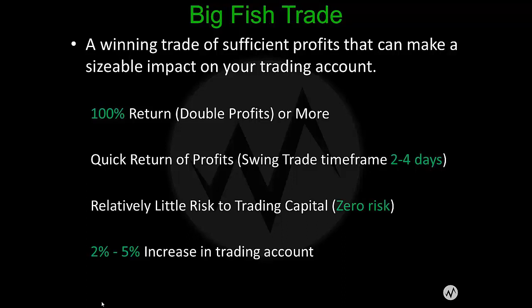Now, with a big fish trade, you get a double, a 100% return or more. We're talking about an impact to your trading account of anywhere from 2 to 5%. And some people will tell me, well, Dave, every trade I take is 10-15% of my trading account. That's a little bit too big. What I'm talking about is trades that normally consist of anywhere from 3 to 4% of a trading account. A double in there will increase the account by anywhere from 2 to 5%.